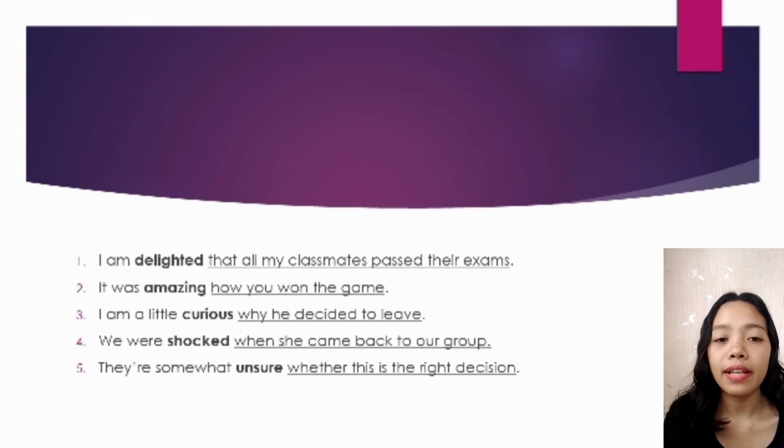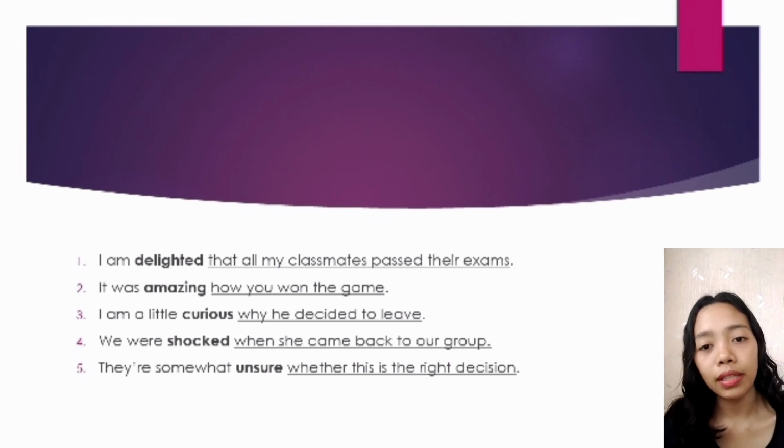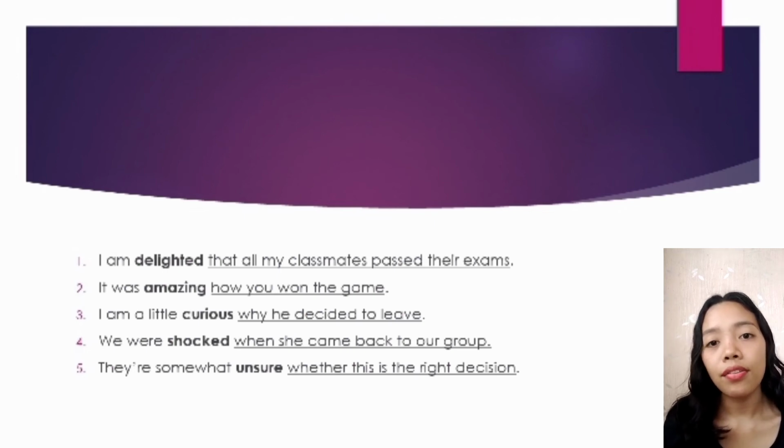And then example number 3. I am a little curious why he decided to leave. The words why he decided to leave complements the adjective curious. Example number 4. We were shocked when she came back to our group. So the words when she came back to our group complements the adjective shocked.